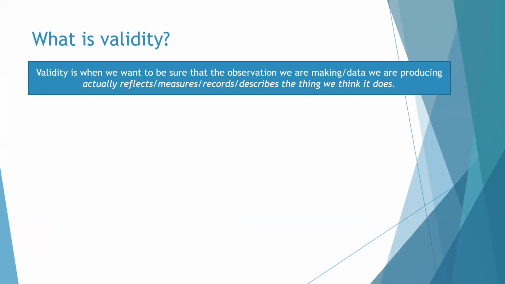Validity is when we want to be as sure as we possibly can, and whether we can ever be 100% sure is an ongoing debate between different philosophers of knowledge, epistemological philosophy. But we want to be as sure as we can that the observations we're making, the data we're producing, the things that we think we're seeing accurately reflect or measure, record, describe the thing that we think it does. That is, we want to know that the method or the measure or the tool that we are using is valid for the task at hand.